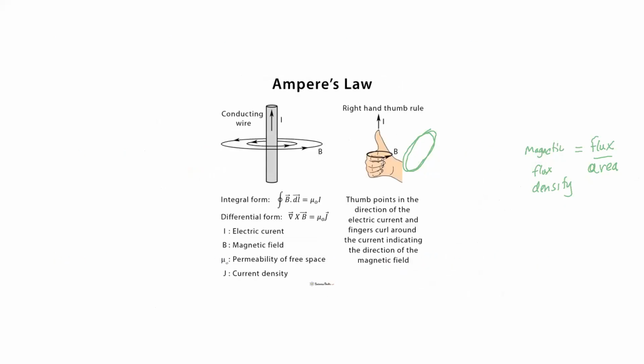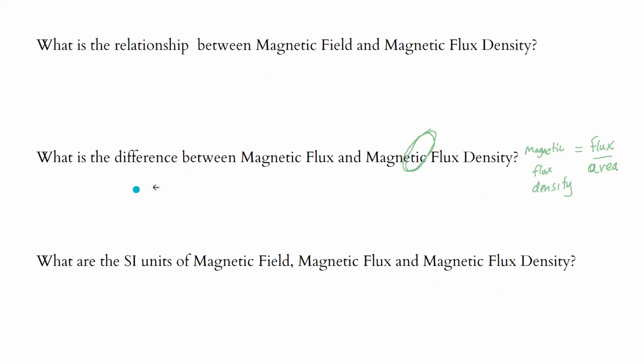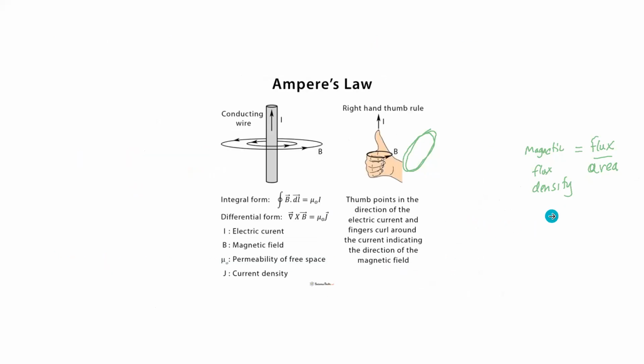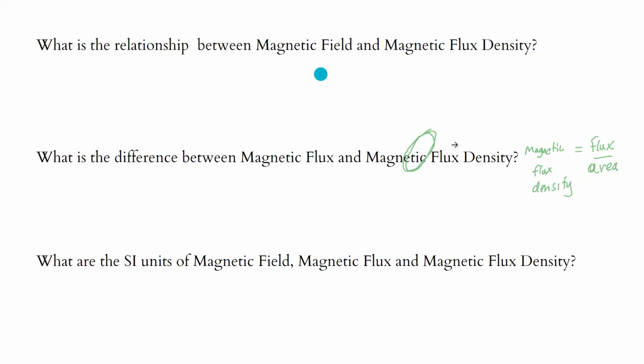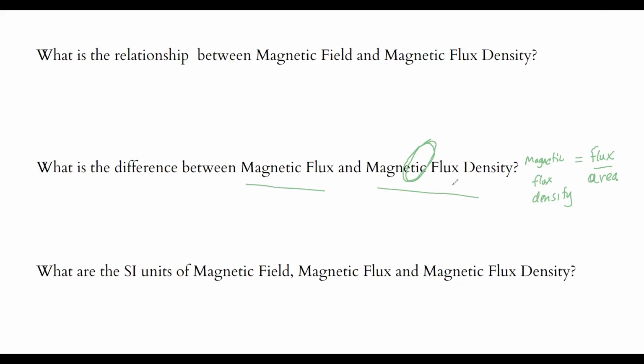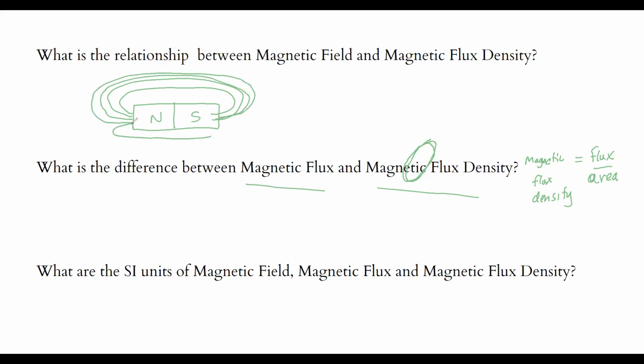Then we are going to discuss Ampere's law. Before that, we discussed the magnetic flux and magnetic flux density. Magnetic flux is given by the field lines that we drew around the bar magnet, right? Around the bar magnet, we drew these lines. So these are the magnetic flux lines.